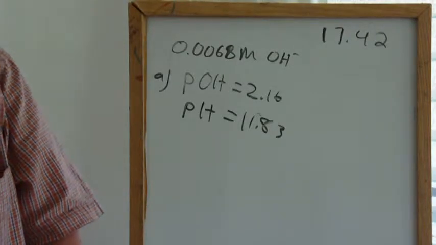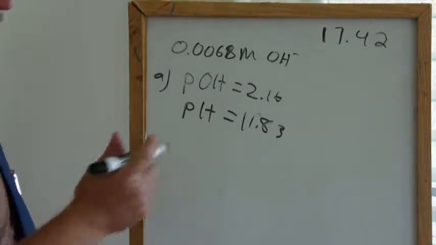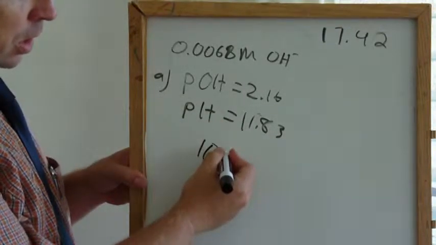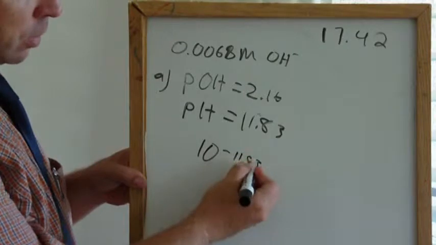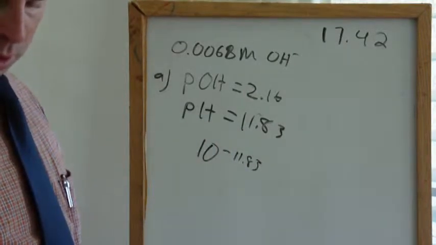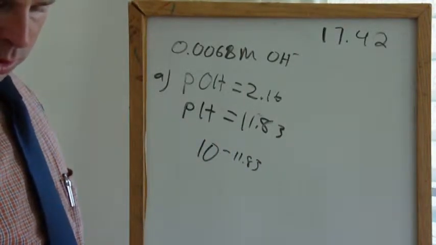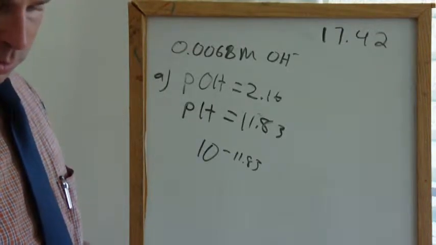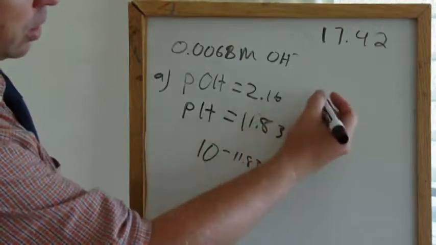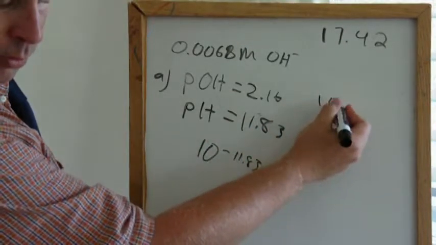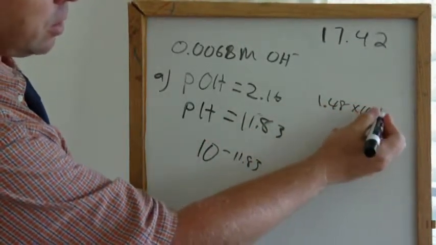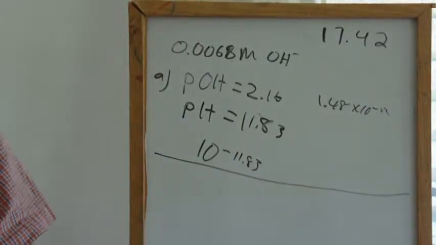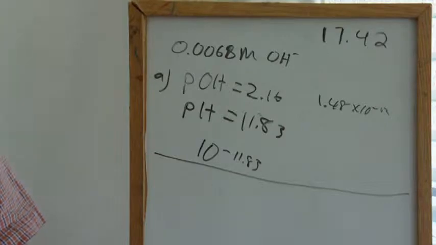17.42, we want the pH, the pOH, and we want the H plus ion concentration. So we need to put 10 to the negative 11.83, and that'll give us the hydrogen ion concentration. So 10 to the negative 11.83. So the hydrogen ion concentration is 1.48 times 10 to the minus 12.